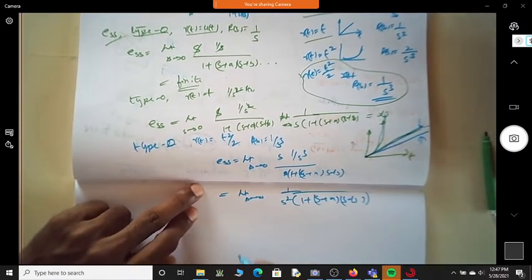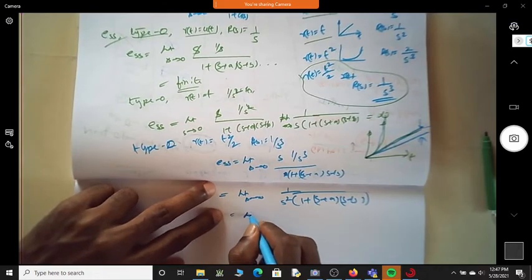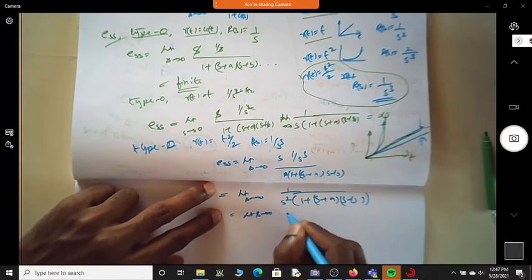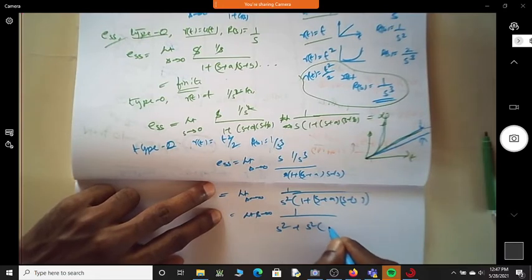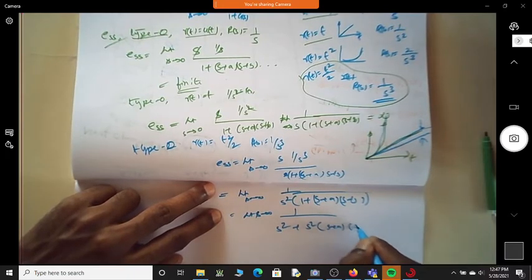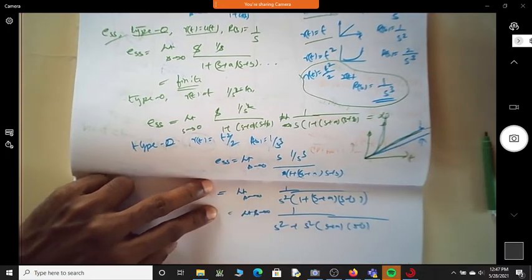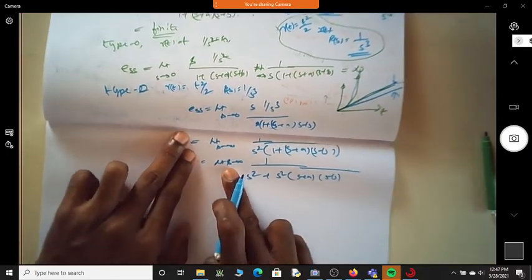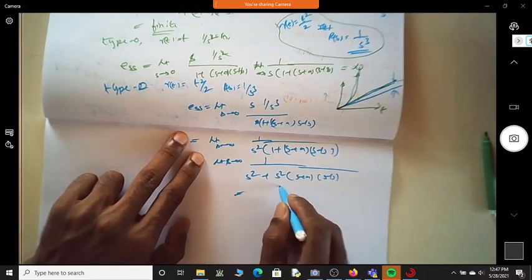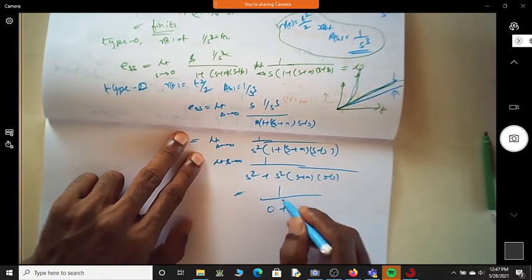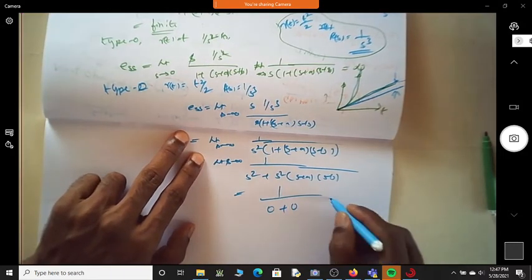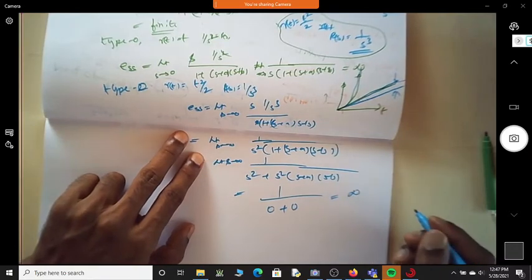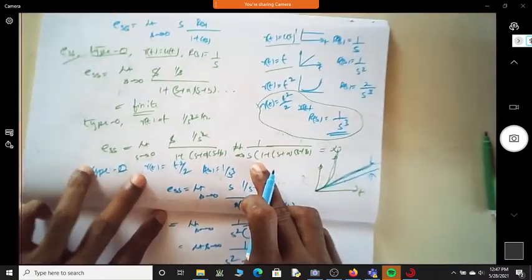Yes, sir. If you further expand this, will it become limit of s tending to 0, 1 over s square plus s square into s plus a, s plus b, and so on? If you apply the limit of s tending to 0, does this become 1 over 0 plus 0? It's an infinity again. Then what is this? Is it infinite? Yes, sir. In this case, what was happening?